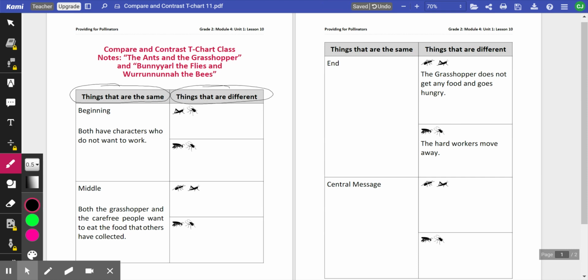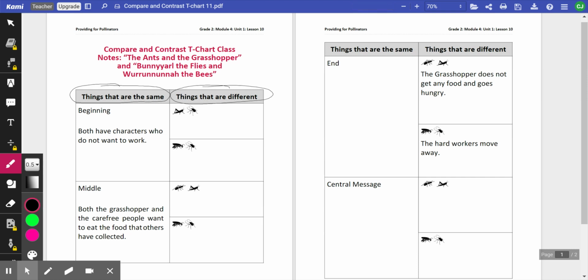Let's think about the beginning of the story. In the beginning of the story, we tell about the characters and setting. So what is the setting of each version of the story? That's right. They both happen outside, and they both have two seasons, the fall and the winter. So are those settings the same? Or are they different?